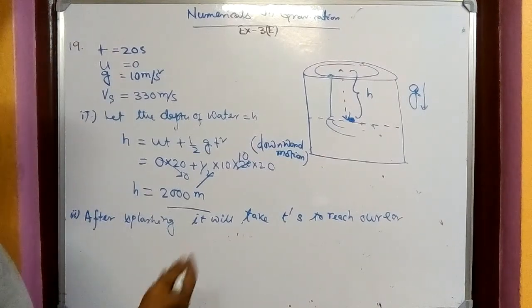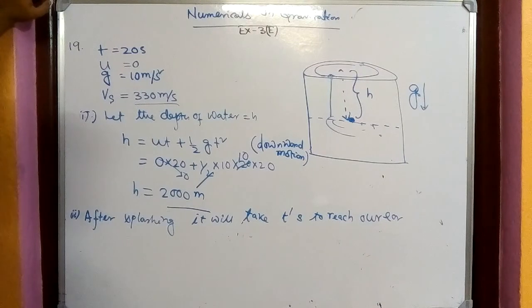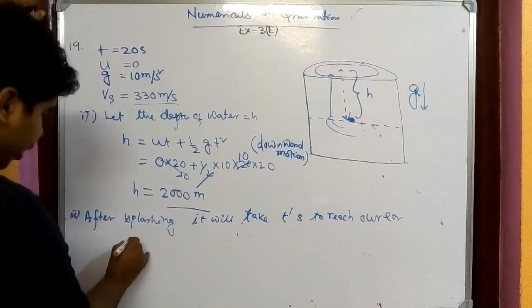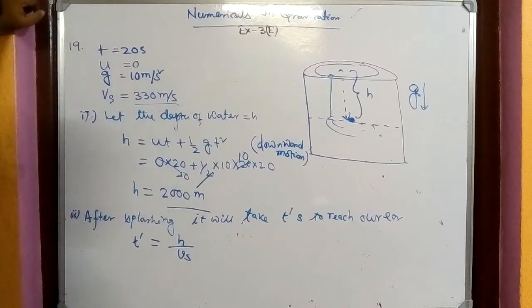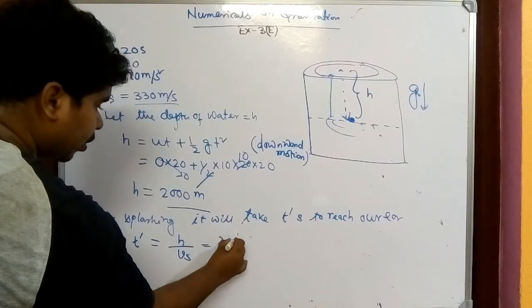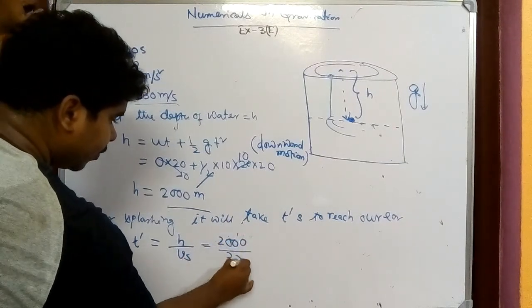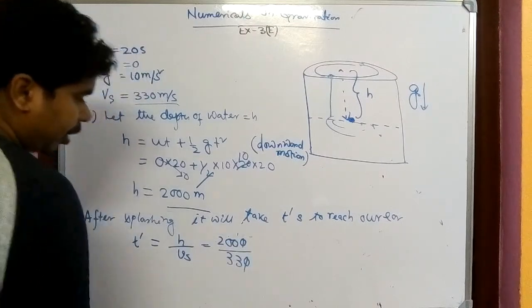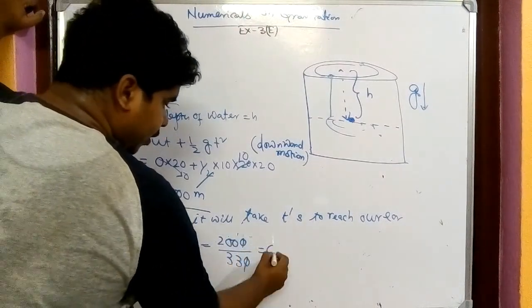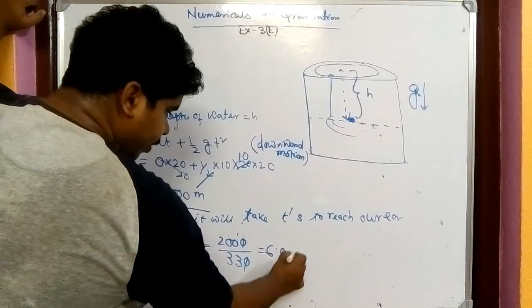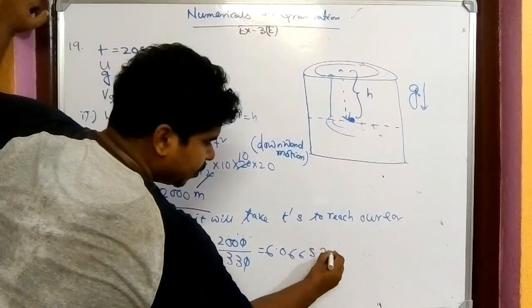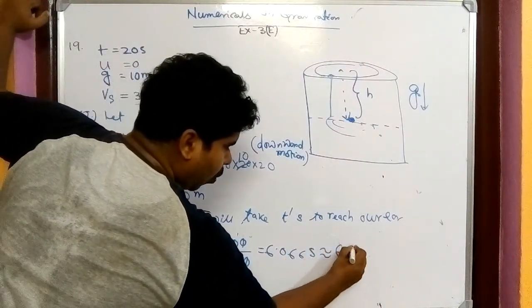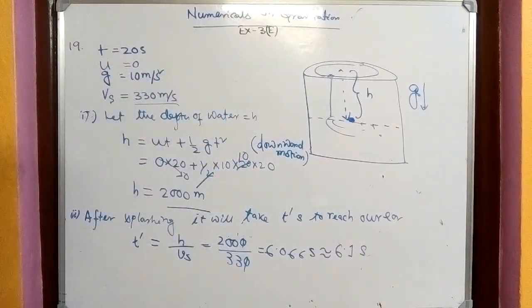Now let's find the time period. We know the speed of sound is given and the distance is also given. So time t dash equals distance by speed of sound. If you calculate 2000 by 330, it will come 6.066, and it continues. So on an average we can take it as 6.1 seconds. So it will take 6.1 seconds to reach our ear.